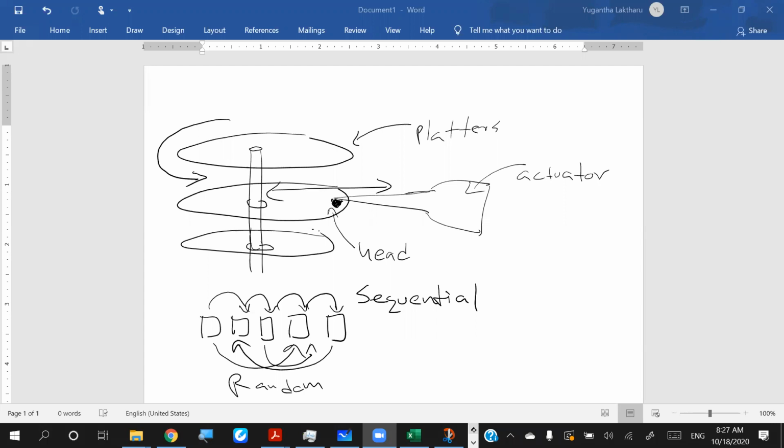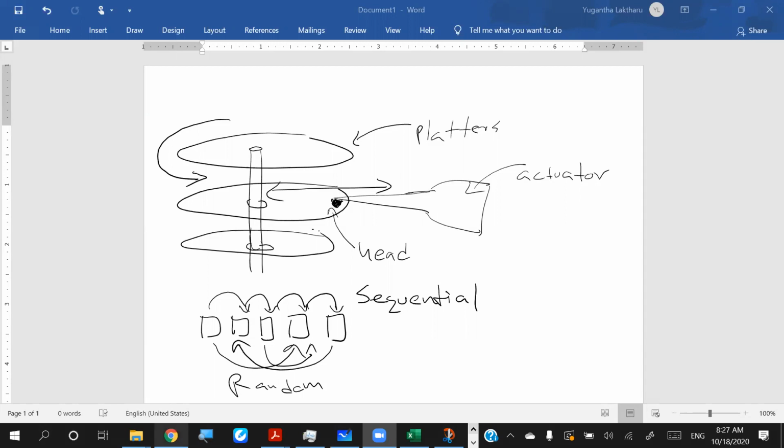the hard disk can do random access as well as sequential access. That means when the head moves back and forth, it reads the things that are next to each other. When the platter rotates and shows different places, it can go for random access as well, right? So the hard disk can do both sequential and random.